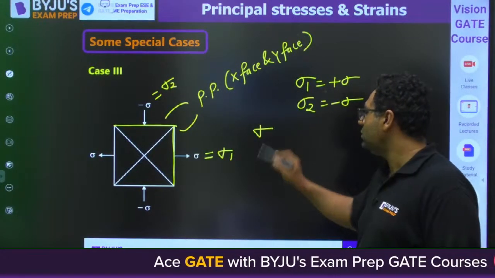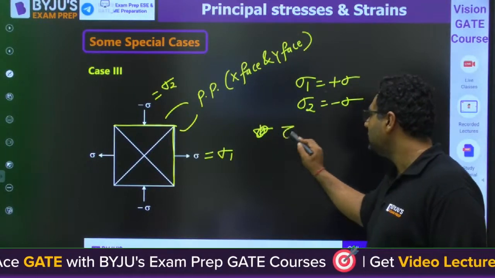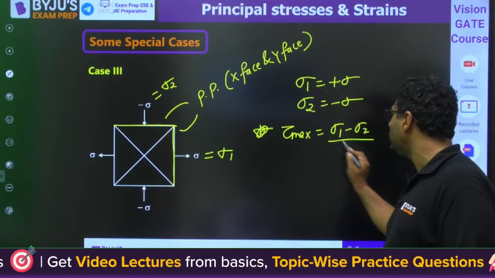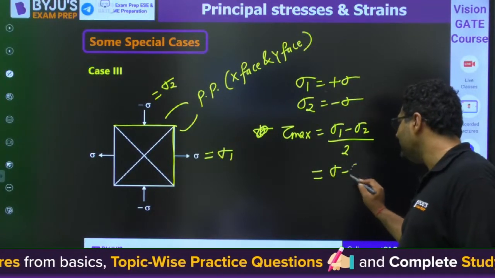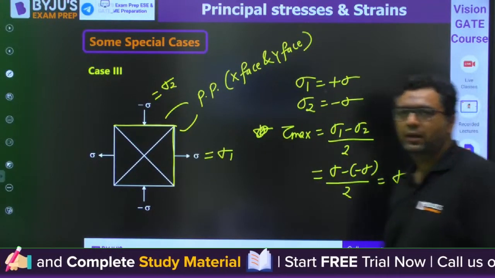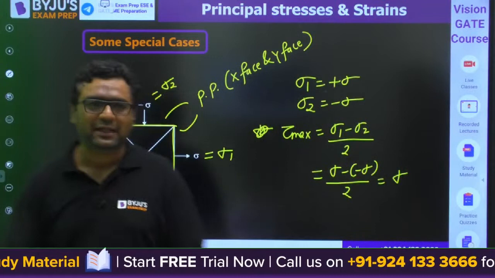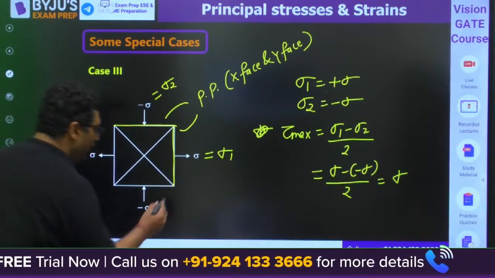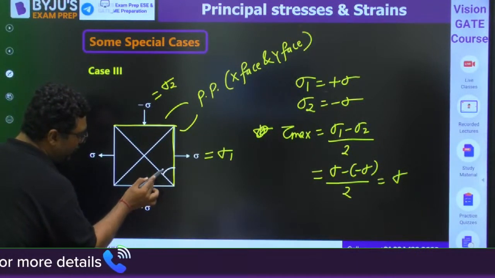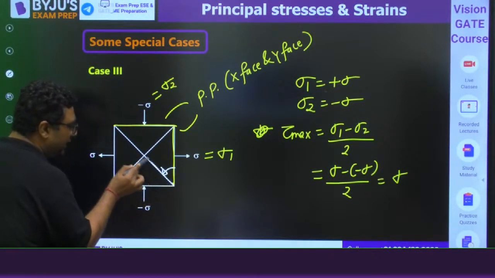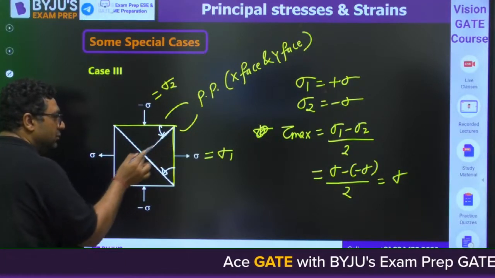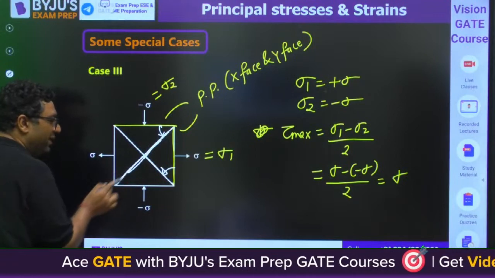So you can find out the tau max. Tau max is nothing but sigma 1 minus sigma 2 by 2. You will get sigma minus of minus sigma by 2, the answer will be sigma. And I feel everybody is aware that if x and y faces are principal planes, then the planes at 45 degrees to the principal plane are planes of maximum shear. A plane at 45 degrees to the maximum or minimum normal stress is a plane of maximum shear.